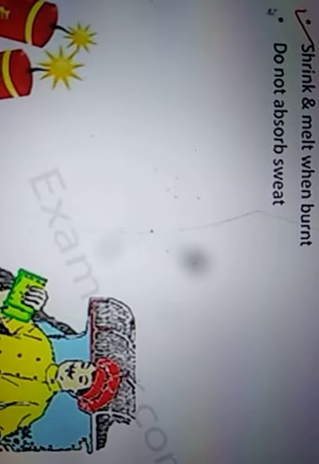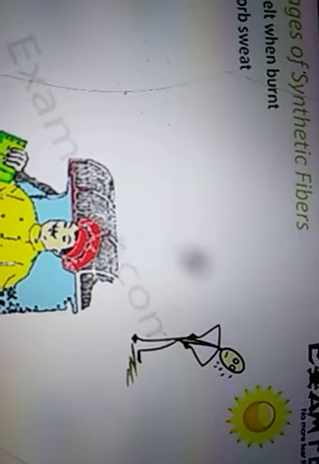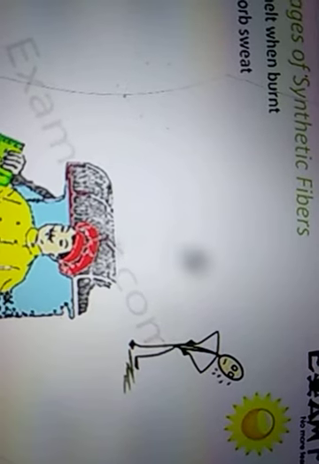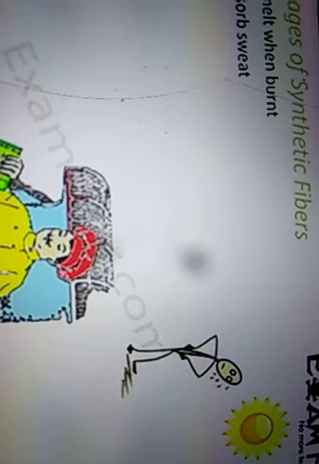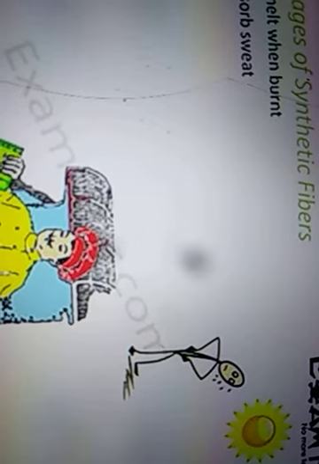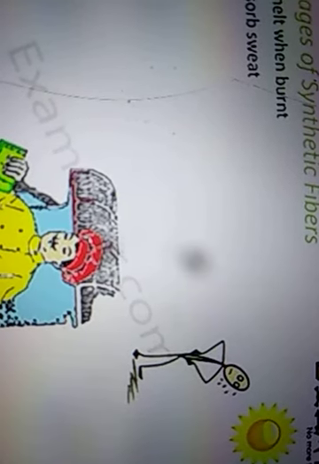Second, they do not absorb sweat. Synthetic cloth does not have open pores, so it does not absorb sweat. During hot summer days, you tend to get a lot of sweat because the temperature is quite high. If you are wearing a cotton cloth, it absorbs all the sweat. It helps to cool your body also, so you feel comfortable.